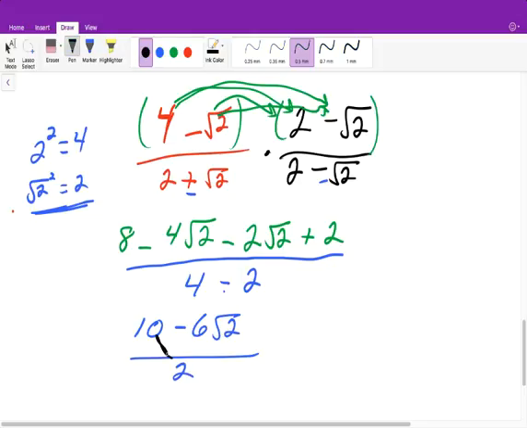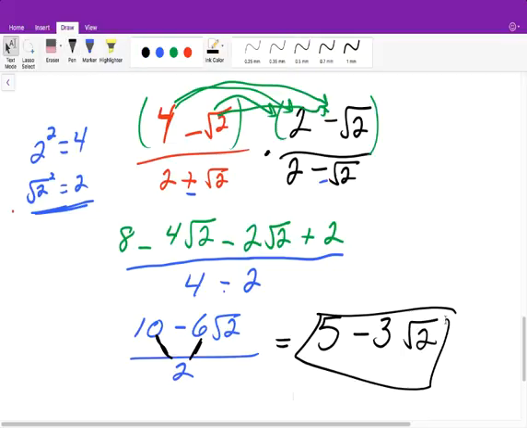And since 10 and 6 are both divisible by 2, we will reduce it. 10 divided by 2 is 5, and 6 divided by 2 is 3. And that will be your final answer. All right, that is it for your dividing radicals.